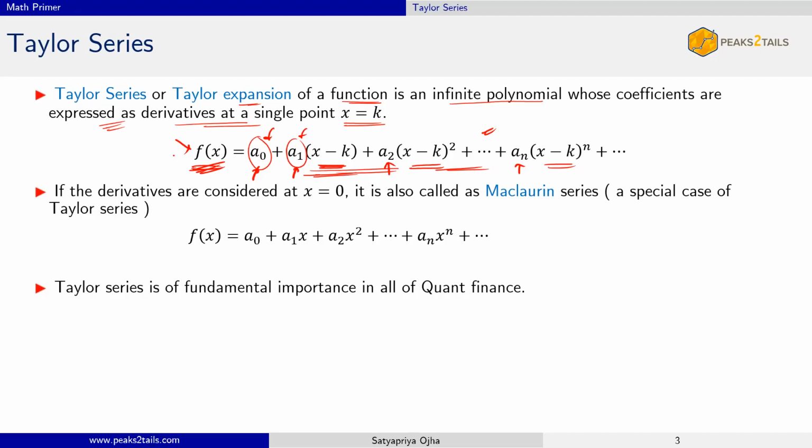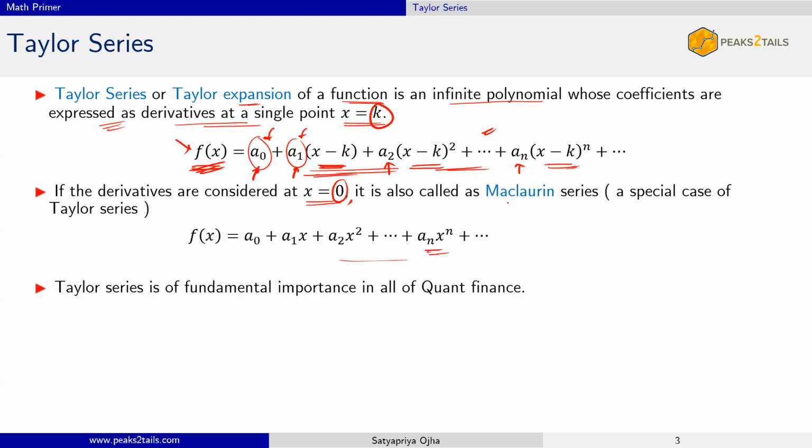So this is the most general form, expanding f of x at x equal to k. This is how you need to write the equation. Everything else follows quite naturally after this. Now, as I mentioned, if you're trying to expand at x equal to 0, that's a special case. So k is 0. Then you get this expression because k is 0, so you get a0 plus a1x plus a2x squared, and so on.